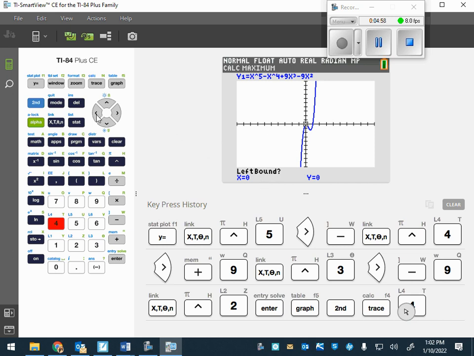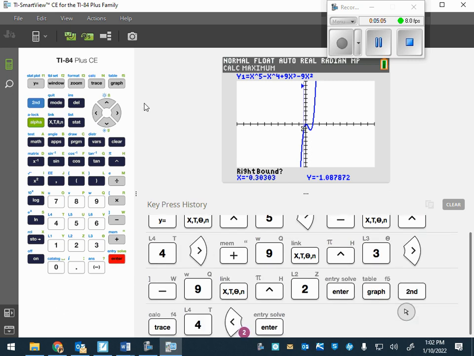So where it says left bound, just for now, I'm going to move the cursor. I'm going to show you both ways. Move the cursor a little bit to the left, hit enter. Where it says right bound, I'm moving my cursor to the right. I hit enter. It says guess. And anytime you see e to the negative whatever, what does that mean? 0, right? So our maximum, as we could tell from this graph, is 0, 0. Okay? Now that's using moving the cursor left, enter, right, enter, guess, enter.